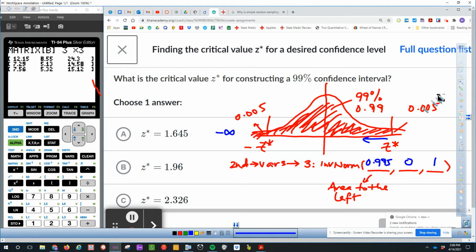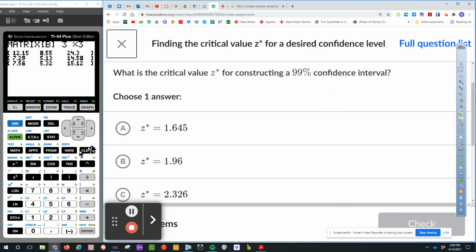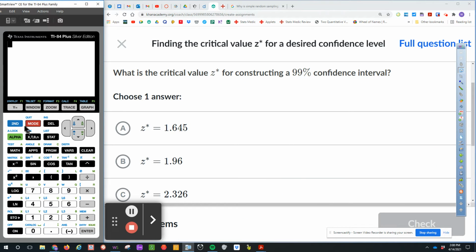Okay, so let's put it in the calculator. So let's clear, second quit. So if I go to second vars and then pick number 3, inverse norm, you see how here, because we are using the calculator on the computer, and it's very clever.